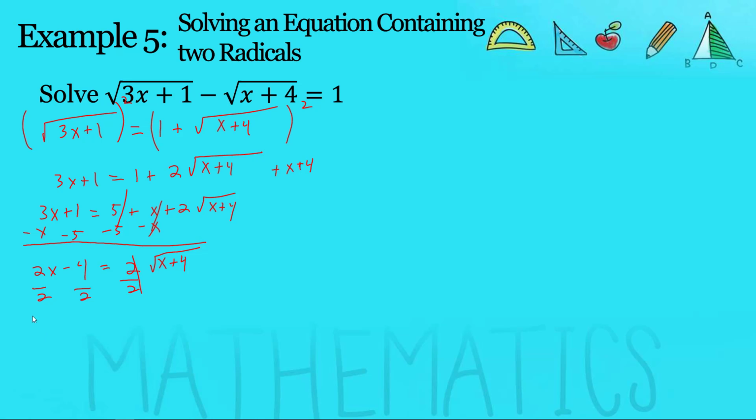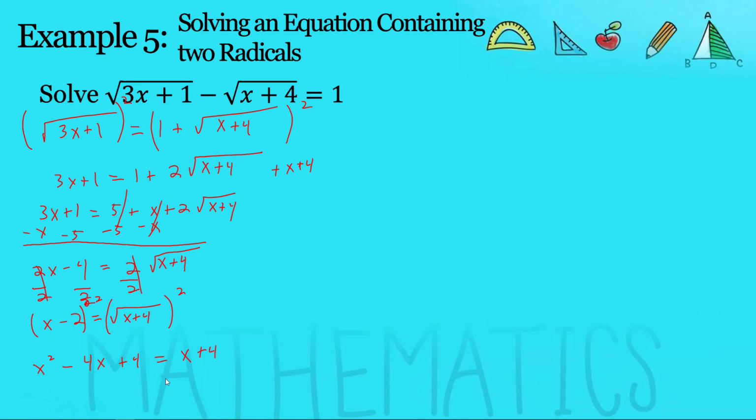These will cancel. These will cancel as well. I'll have x minus 2 is equal to the square root of x plus 4. Now I could square both sides to get rid of this radical. And if I do, on the right, that should be a square there, sorry. On the left-hand side, I will have x squared minus 4x plus 4, and that will be equal to the square root of x plus 4 squared, which is just x plus 4. Okay, cool. And I'm almost done.